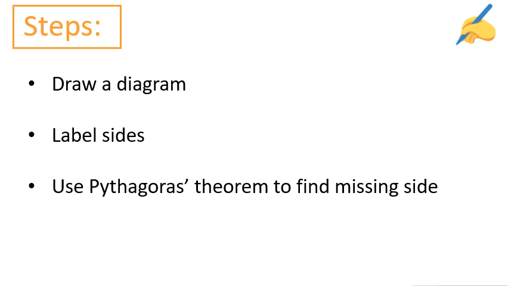So if we're trying to find the hypotenuse, we use this formula. C squared equals A squared plus B squared. But if we're trying to find one of the short sides, we use the formula A squared equals C squared minus B squared.